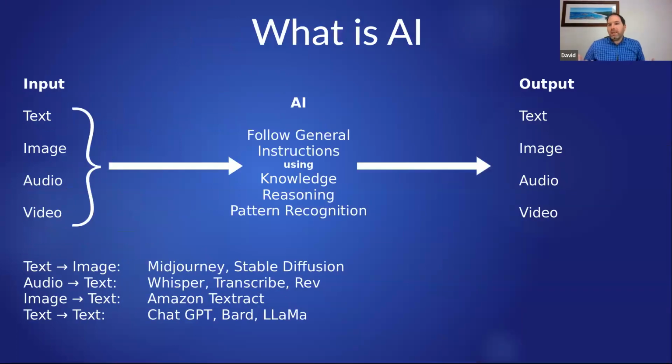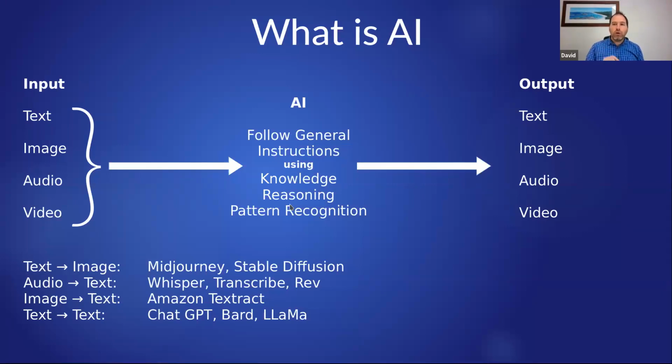So we've said, why is AI important? Well, what is AI? AI is a piece of software, essentially, that takes some text, a picture, some sound, or a video, and it follows some instructions to produce something similar: some text, a picture, some sound, or a video. The difference with AI and what we've typically used computer software for is that it can follow general instructions. Previously, software would do exactly what you said. Now, AI can reason. It can use knowledge. It can use pattern recognition.